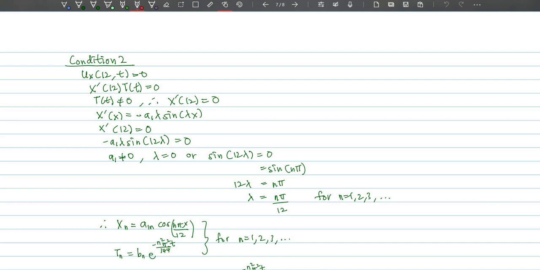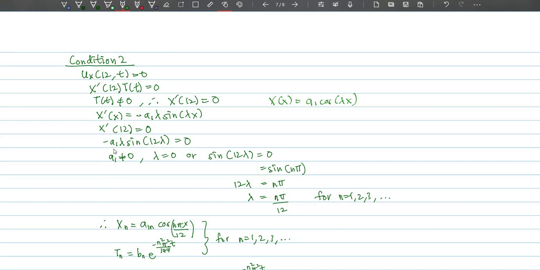Okay, so earlier we have obtained X(x) equal to A1 cos(lambda x). So right now we want to determine X'(x). So we differentiate this X(x). We have negative A1 lambda sin(lambda x). Since we have X'(12) equal to 0, just substitute 12 in X'. So we have negative A1 lambda sin(12 lambda) equal to 0.